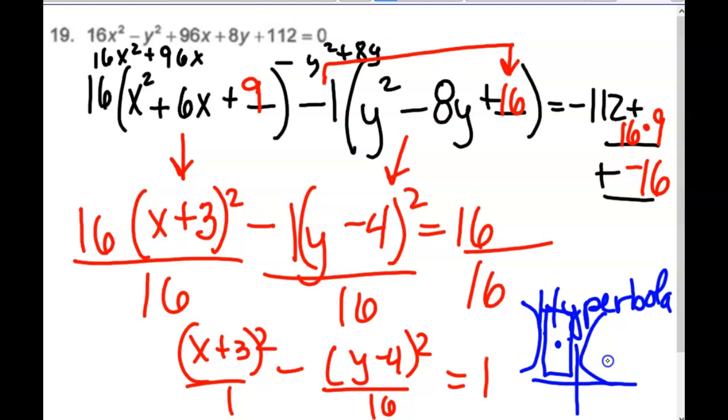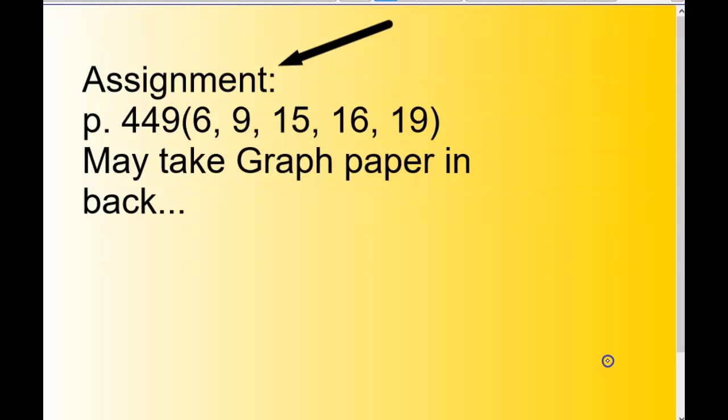All right, here's the assignment. Grab some graph paper if you want.